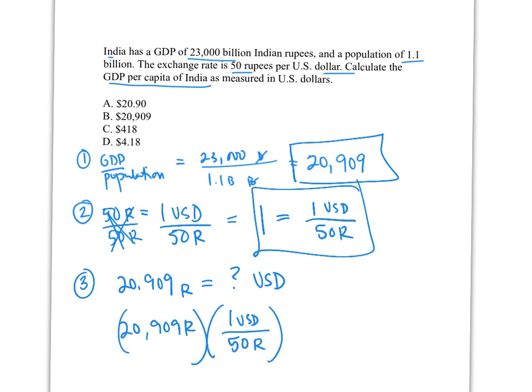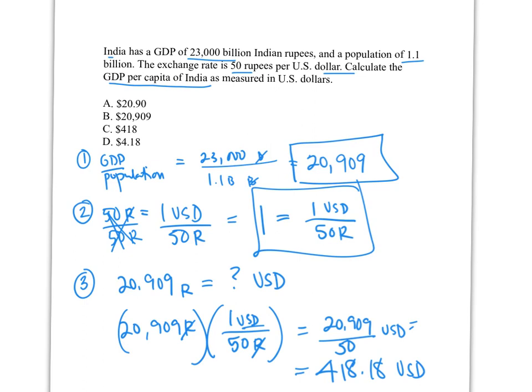In your text, it basically just converted this into a division problem, but it's exactly what I'm doing here. Those rupees cancel out, and we've got 20,909 over 50, and those US dollars are still there. So 20,909 divided by 50 equals something like 418 per person in India converted to US dollars.